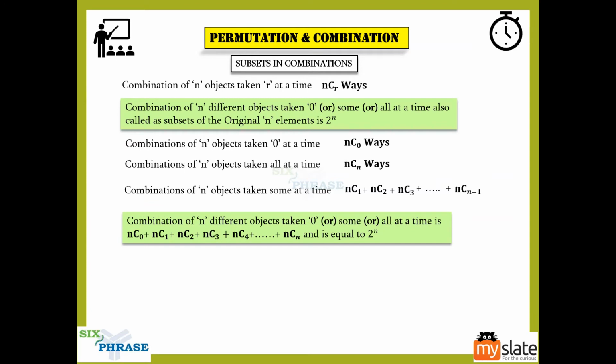Now combination of n different things taken 0 or some or all at a time can be given as the sum of all these: nC0, nC1 to nC(n-1), then nCn. Okay, now the sum of all this will be equal to 2 power n. This is the key point here. Okay, that is what it says here, right?